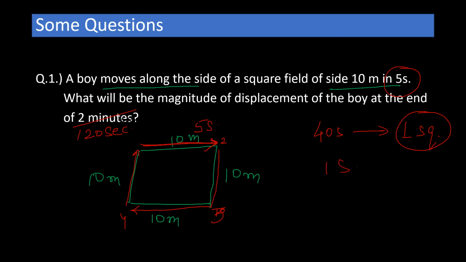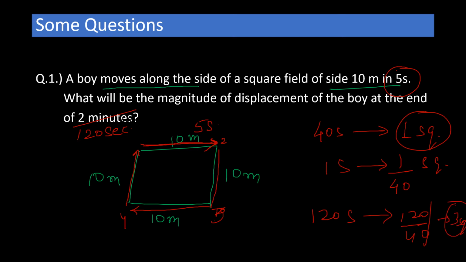So in 1 second the boy will complete 1 by 40 part of the square, and in 120 seconds it will cover 120 by 40. So that is 3 times. It will trace the sides of the square 3 times. So what will be the displacement, guys? It will be very simple.